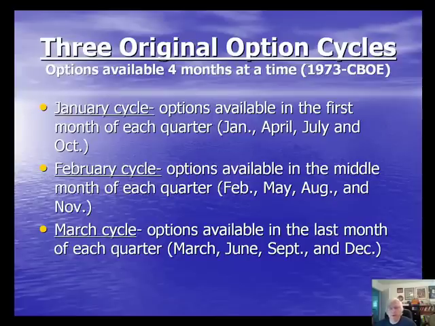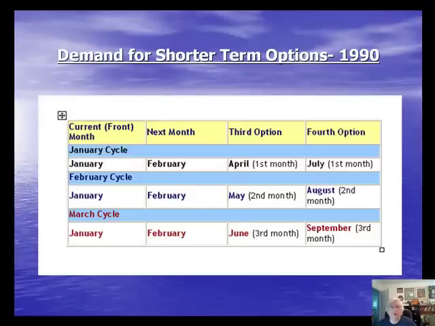Now that became a problem as the demand for shorter-term options increased. So in 1990, the CBOE decided to make a change. And the change they made is that options on each security would be available in the current or front month and the next month, and then 2 more opportunities depending on which cycle that security was assigned to.